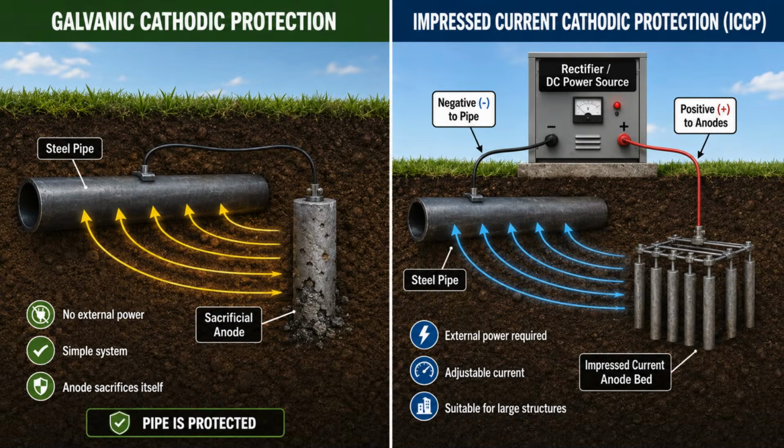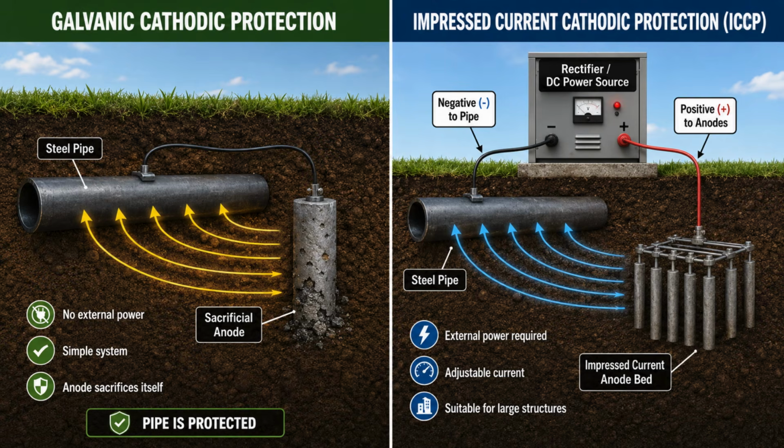Let's compare the two systems. A galvanic system uses sacrificial anodes. It does not need an external power source. It is simple. It has fewer components, but it has limited current output. An ICCP system uses a rectifier and impressed current anodes. It needs external power.